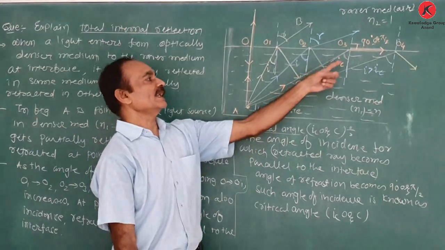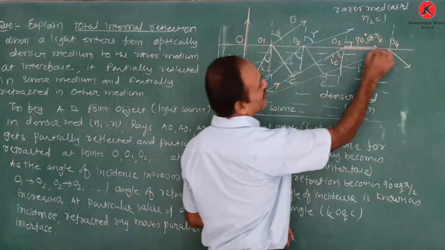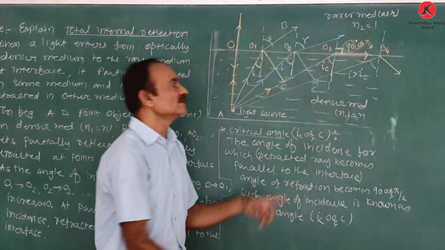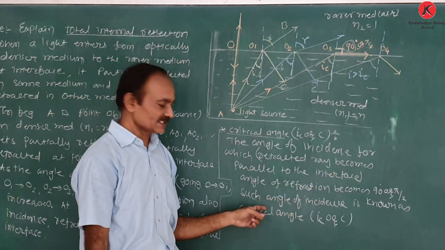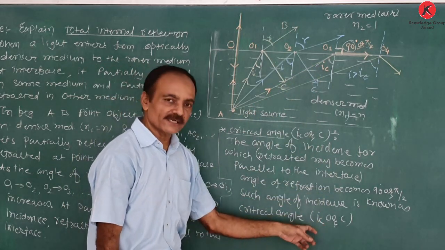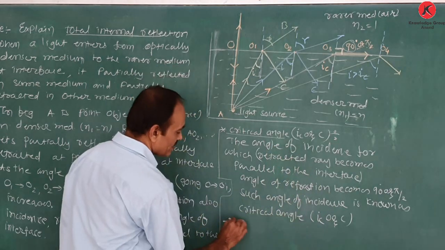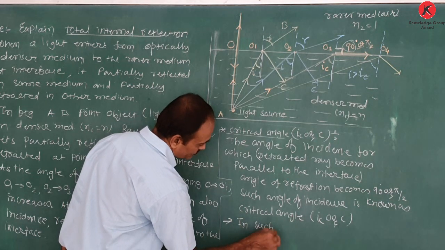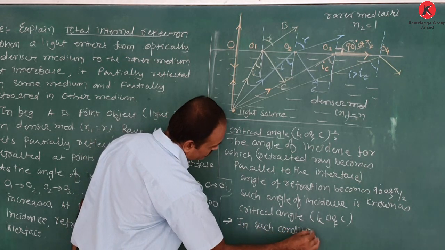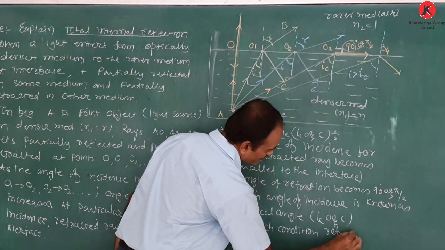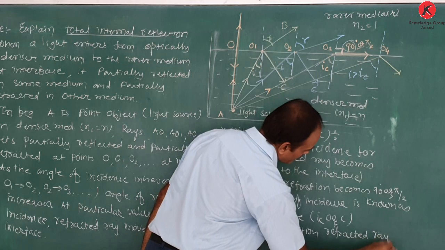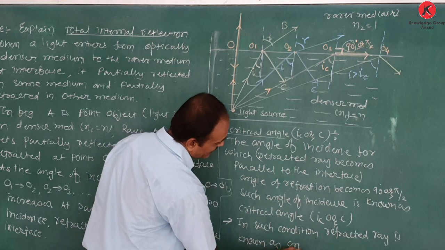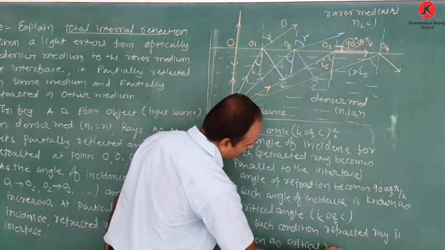Again, the angle of incidence for which the refracted ray becomes parallel to the interface, or in other words, the angle of refraction becomes 90 or pi by 2. Such an angle of incidence is known as the critical angle. It is denoted by IC or C. And what is the refracted ray in this condition? In such a condition, the refracted ray is known as the critical ray.